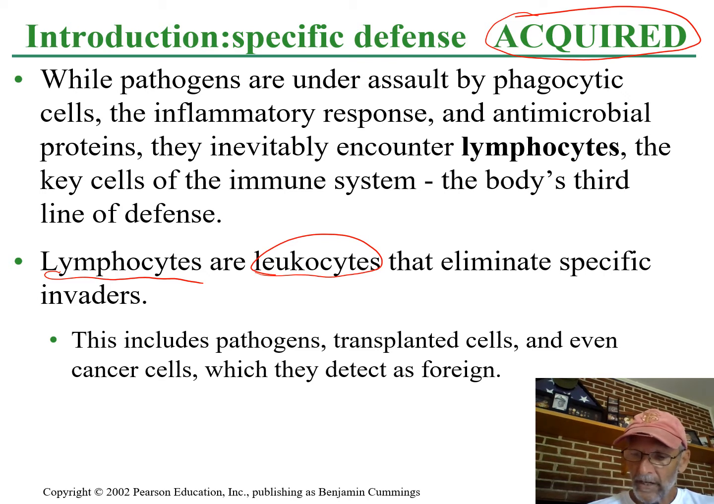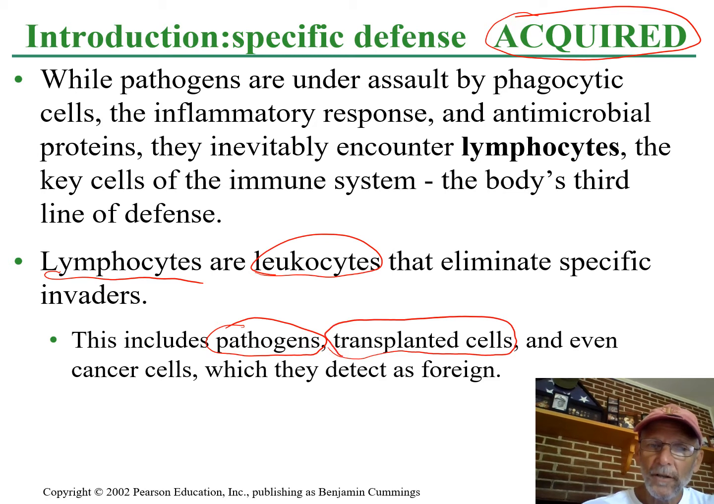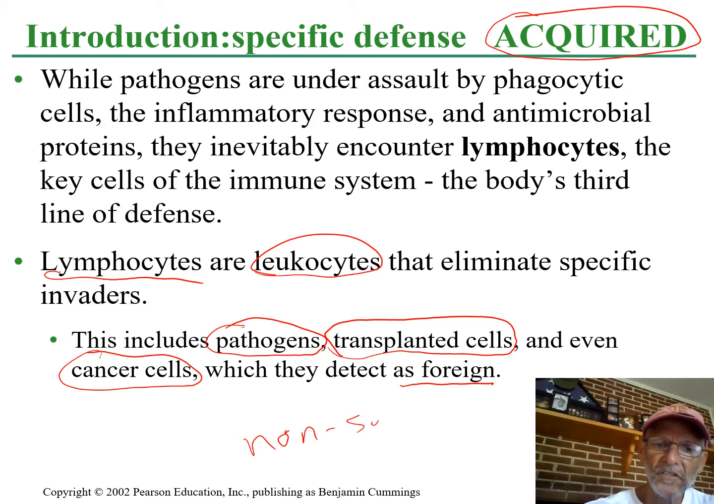They are going to get triggered into action by bad guys like bacteria and virus and fungus, the most common pathogens, by transplanted cells, and even your own cells that have turned cancerous. They can all be recognized as foreign, bad guys, or a common term here is non-self. And what this acquired immune system does is to attack non-self things.